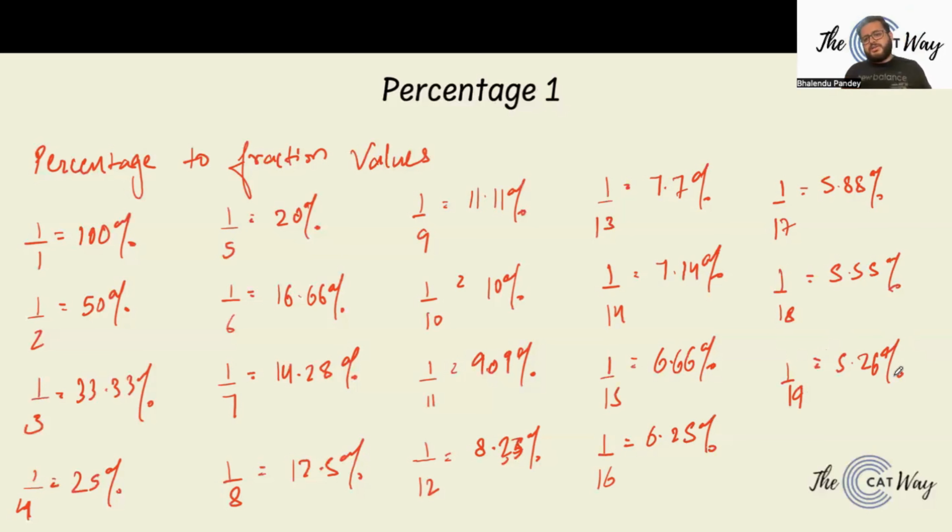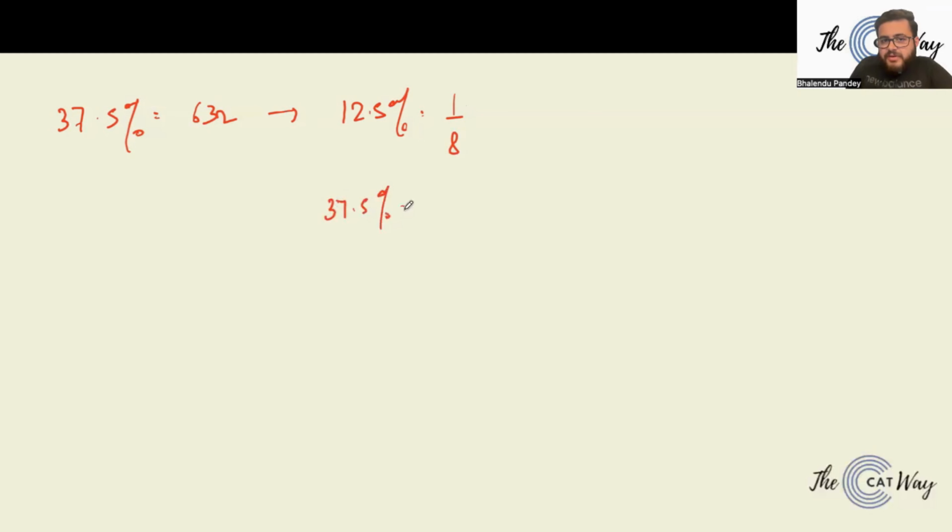ठीक है, अभी समझते हैं क्यों इतना जरूरी है इन values को याद करना. Right? So let's say a question tells you to calculate 37.5% of 632. Now, if you remember that 12.5% is nothing but 1 by 8, then 37.5% is triple of that. So 37.5% simply means 3 by 8. So what you can directly do is that 37.5% of 632 can simply be written as 3 by 8 of 632, where of means multiply.